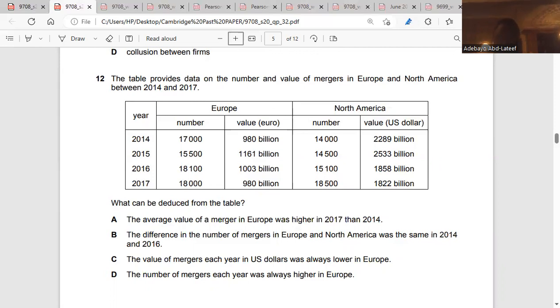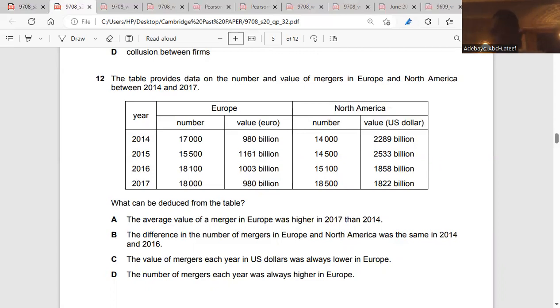No, North America is more than Europe in 2000, and A is not an option because North American mergers increase more than Europe. So it's not A. B, they said the difference in the number of mergers in Europe and North America was the same in 2014 and 2016. So we just have to check 2014 and 2016.